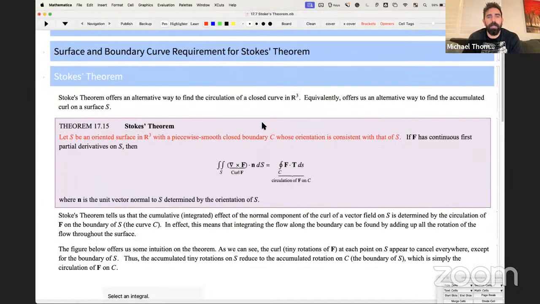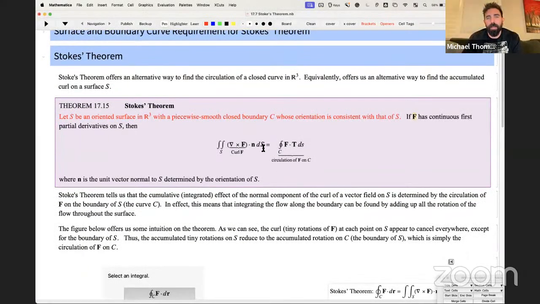So let's take a look at Stokes' theorem. We can jump right in because we've already developed the tools. If you have that set up, there's your surface. It's got to be oriented. S and C have to be consistent with each other, using the right-hand rule. And let's say that your vector field F is continuous and has continuous first partial derivatives on the surface.